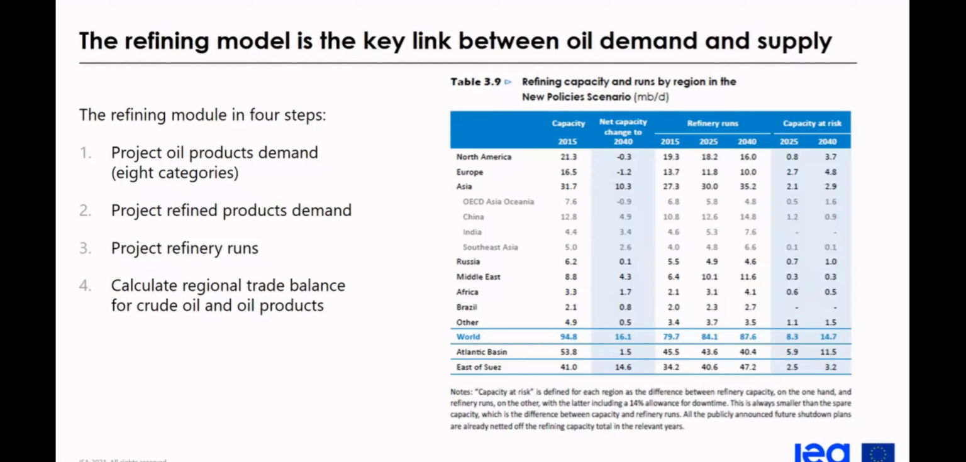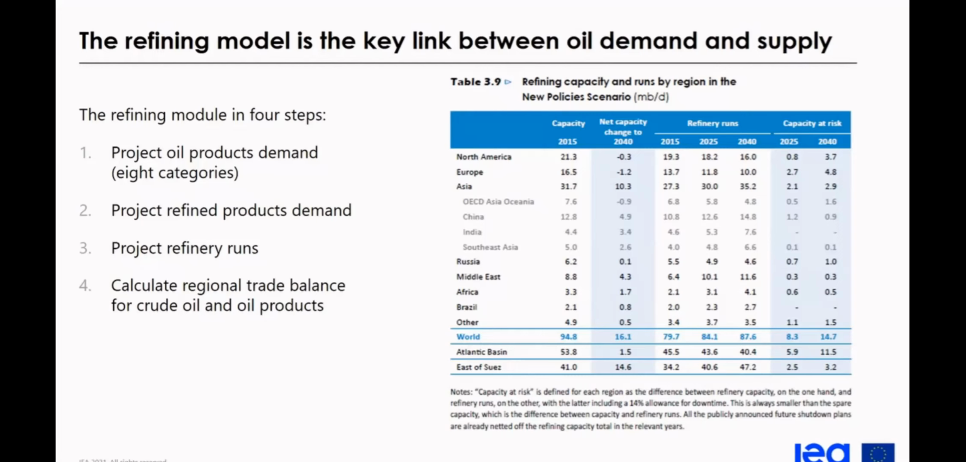So we will have to look, as we always do, at the demand per category of product, kerosene, etc. We will have to look at the demand for refined products, how those refineries are operated, what the runs of those refineries are, and then, as there is a lot of trade for oil products and for crude oil, we will have to balance region per region how the exchanges work, the imports and exports from different regions.